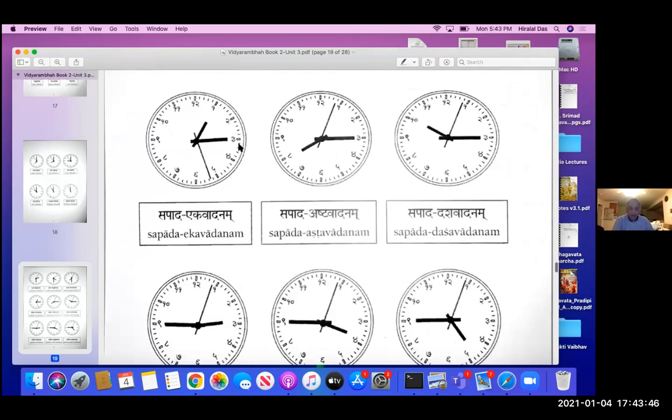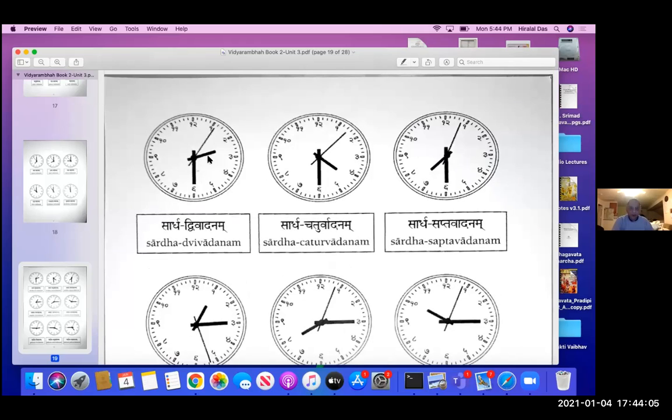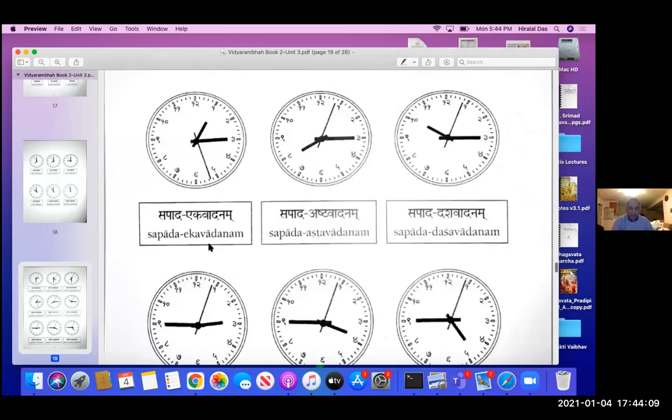So 15 minutes past Ekvadanam, 1 o'clock. So first of all, you say Sapad is Ekvadanam. Sapad Ekvadanam, English is 1:15. Right? So that's why it is 1 and 15. Okay. Sardha is 2:30. So that's why Dvivadanam. Okay. Now let's look at the Padon.